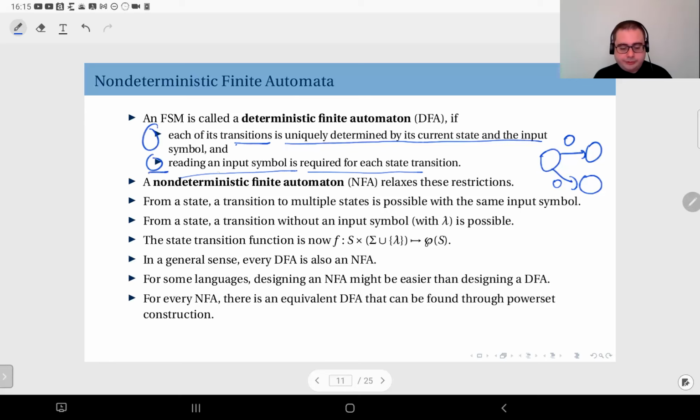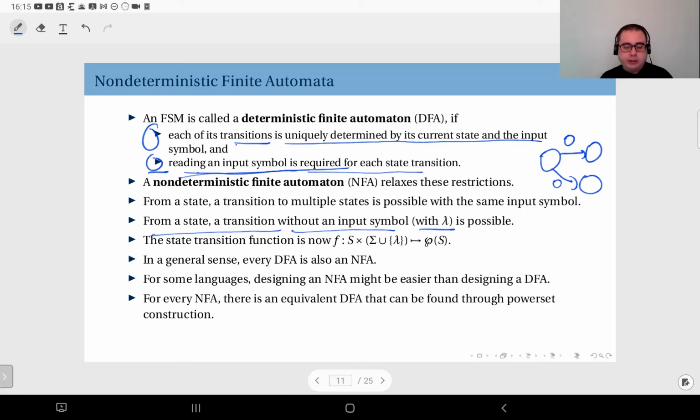And the next one, reading an input symbol is required for a transition. This means for non-deterministic finite automata, it's possible for the machine to make a transition from one state to another without an input symbol. So these transitions we call lambda transitions. From a state, a transition without an input symbol, or simply with lambda, is possible. So no input symbol is applied. That means essentially that we can represent this by an application of lambda, the empty string. You have a state transition.